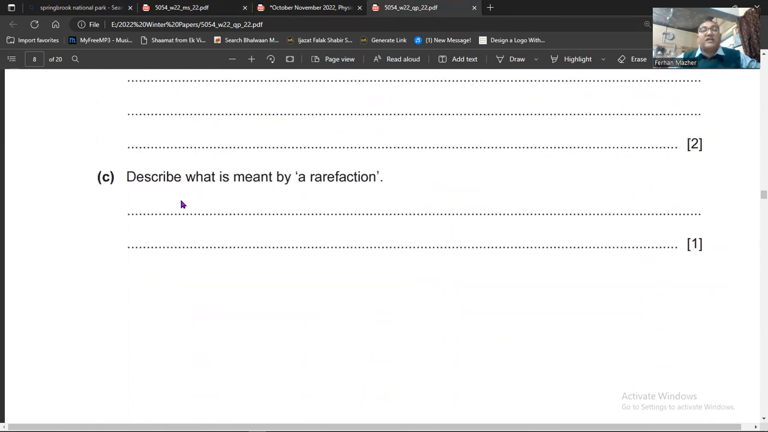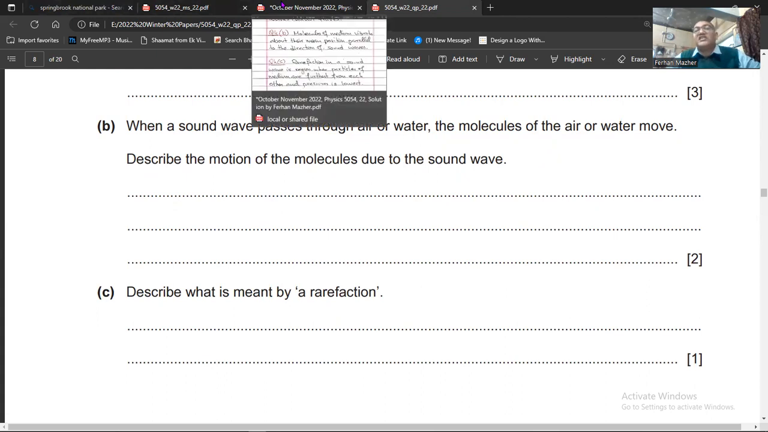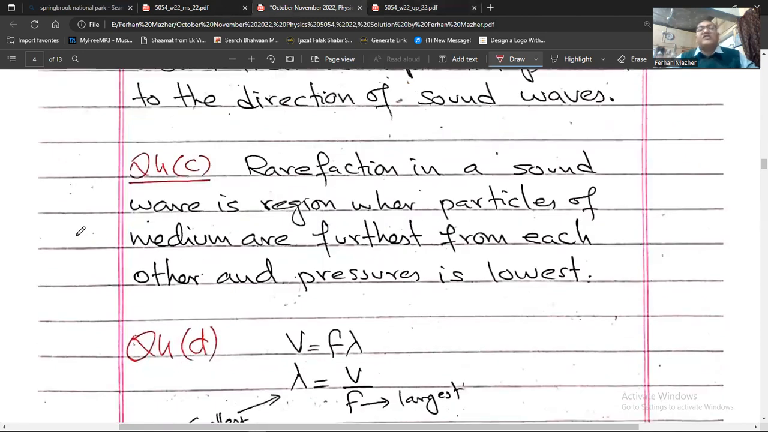Okay, question number 4b part, he says, describe what is meant by a rarefaction. You see, a rarefaction in the medium through which the longitudinal wave is passing is where the particles of the medium during their vibration motion are furthest from each other and the pressure is lowest. That region is called rarefaction. Rarefaction in a sound wave is the region where particles of the medium are furthest from each other and pressure is lowest.